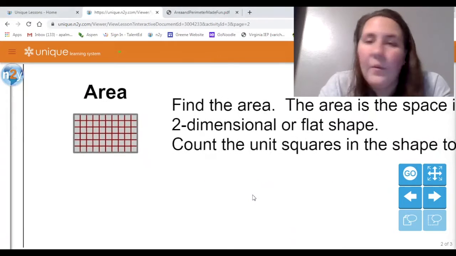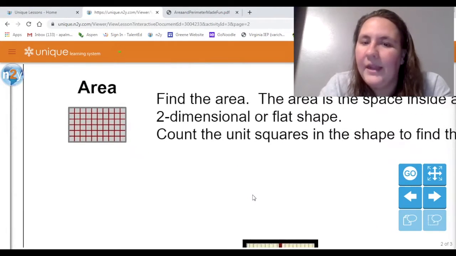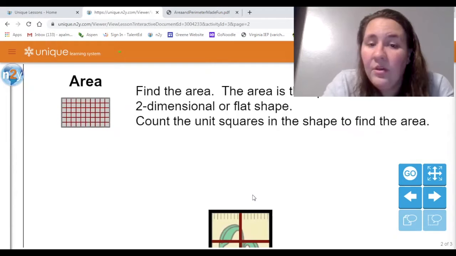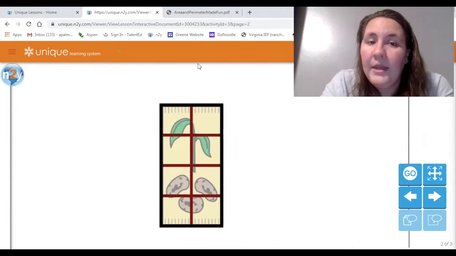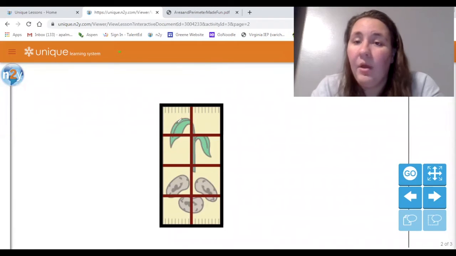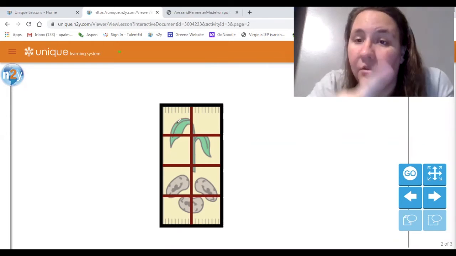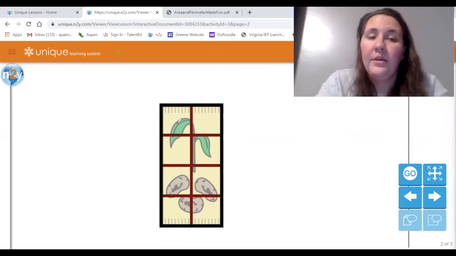And area is always a lot easier for kids to get because all you have to do is count. You just touch and count. So let's do this problem together, okay? Miss Daly's going to use her marker to put a dot in the middle, and I want you with your finger at home to touch the screen and count with me, okay? So let's do it together.